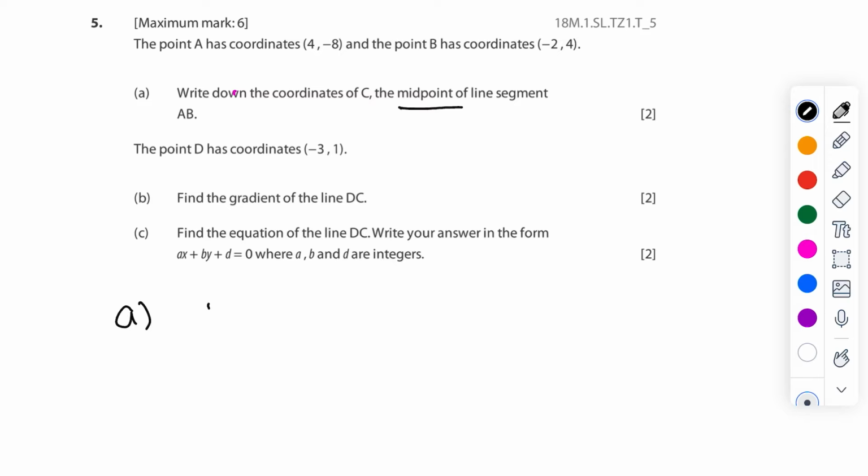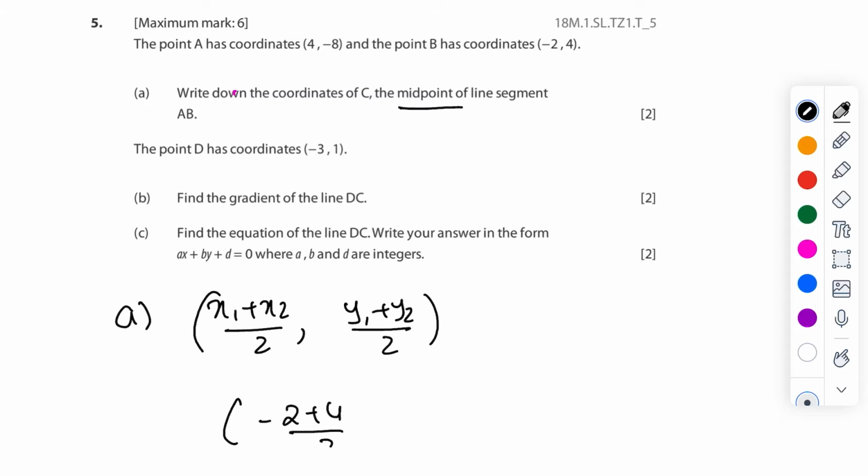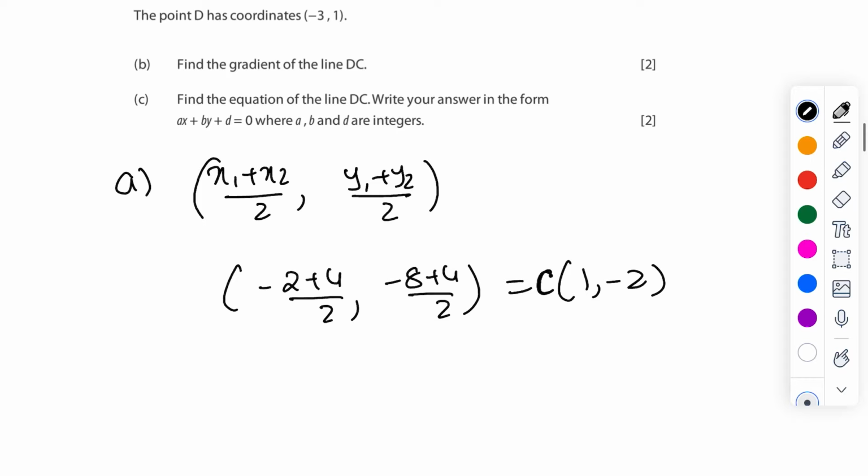So the midpoint formula we know is (x1 plus x2 upon 2, y1 plus y2 upon 2). So over there, negative 2 plus 4 upon 2, and negative 8 plus 4 upon 2. So it's going to be (1, negative 2), and this is point C. D has a coordinate. Find the gradient of DC.